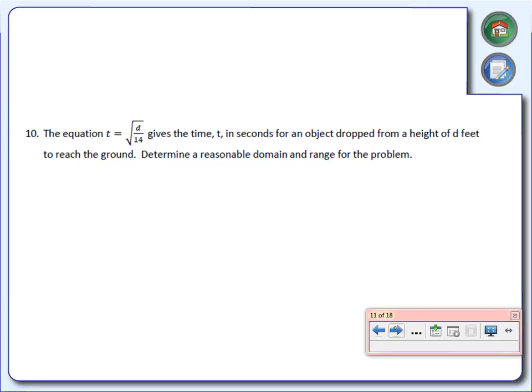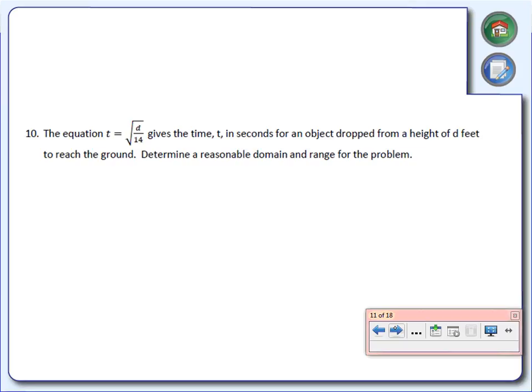Number 10, it says that the equation t equals the square root of d divided by 14 gives us the time. That's what the t stands for, time in seconds, for an object dropped from a height of d feet to reach the ground. Determine a reasonable domain and range for this problem.